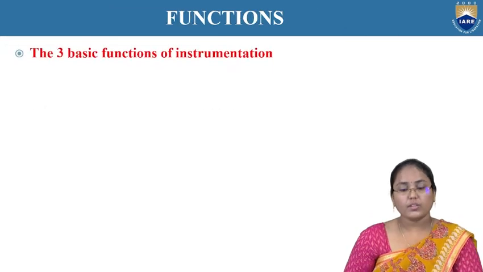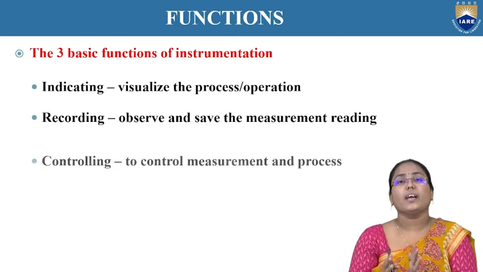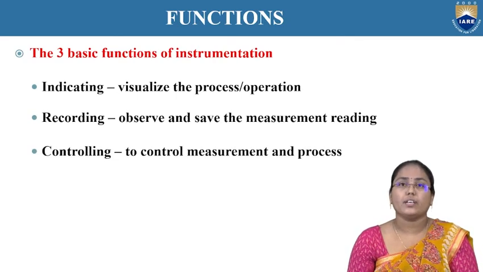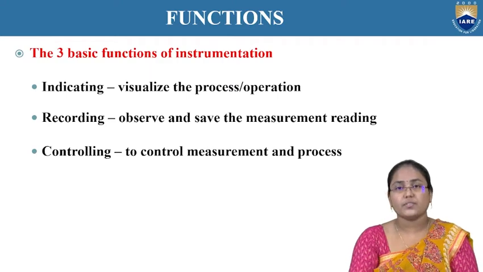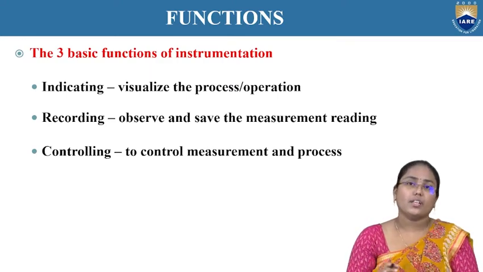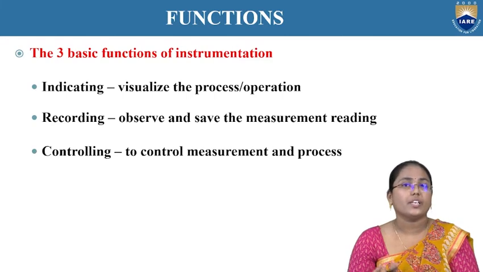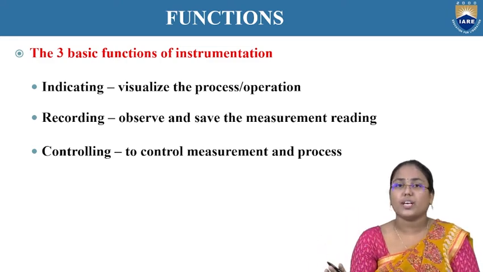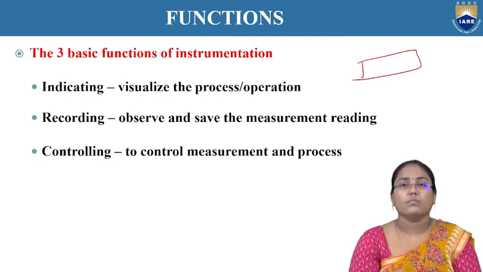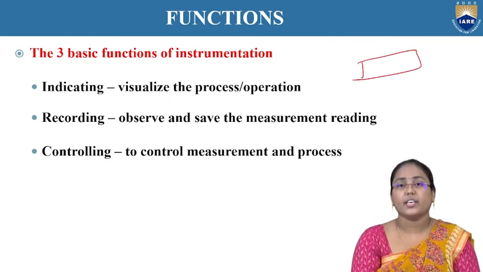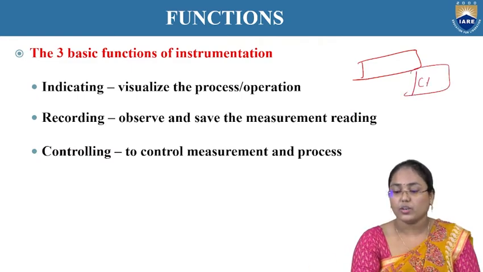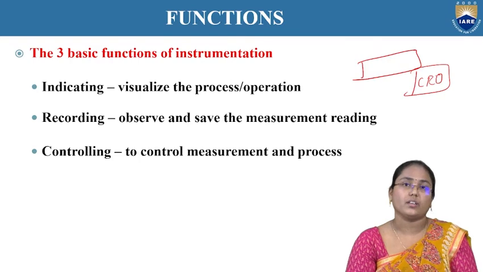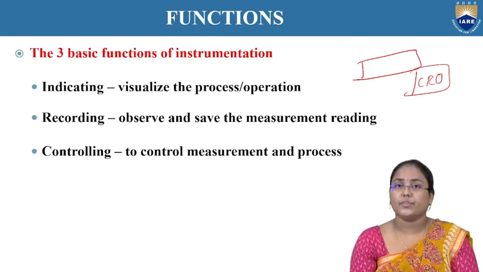Now, coming to the functions of instrumentation, it has three basic functions: indicating, recording and controlling. As we have seen in the previous block diagram, in the final stage the modified signal can either be indicated, recorded or controlled. Indicating is to visualize the process or operation, so how the values are changing, you can visualize on a meter. Or with any graphical user interface, you can use a CRO to see how the signal varies with respect to time or frequency.